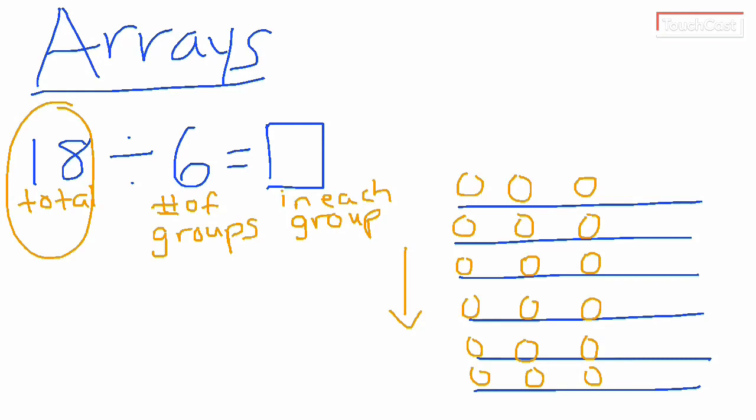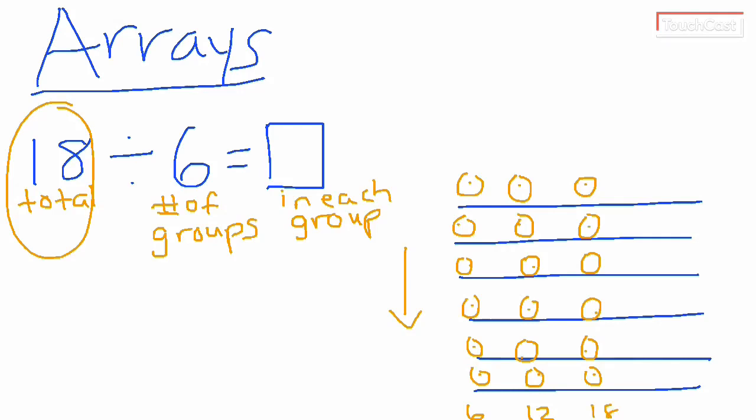Now, this can be more challenging with bigger numbers. So if that happens, remember, count each circle. 1, 2, 3, 4, 5, 6. Write the number 6 at the bottom. Then keep going. 7, 8, 9, 10, 11, 12. Write that 12 at the bottom. Then 13, 14, 15, 16, 17, 18. You know you're at 18.